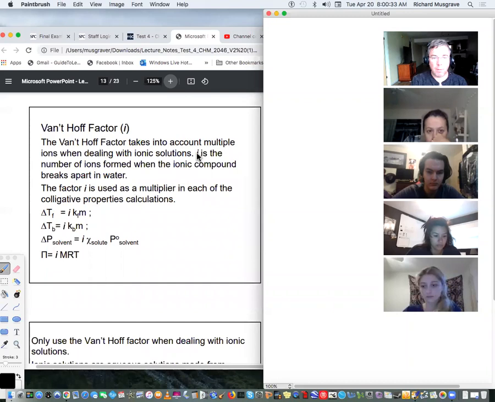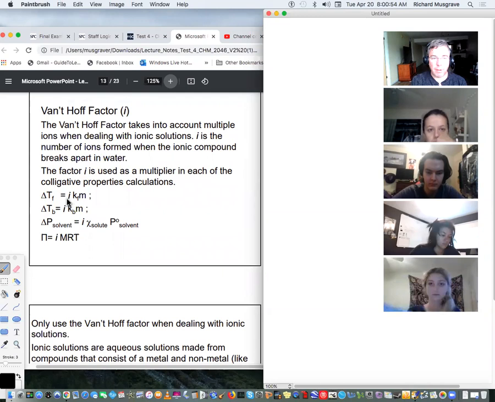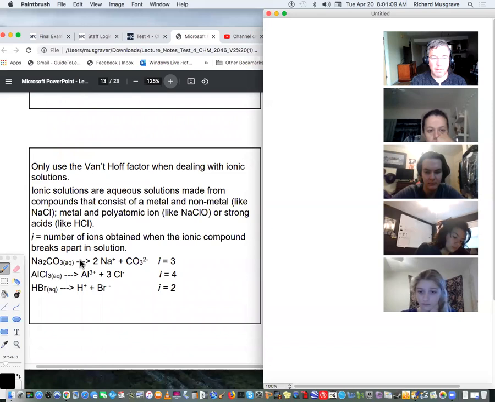But the way that the Van 't Hoff factor works is it is used to account for ionic compounds. And there are some questions in the fun quiz that have to do with the Van 't Hoff factor. So what I would recommend you do is for the fun quiz that you read about the Van 't Hoff factor. And the Van 't Hoff factor here is an i value that goes in front of all these different equations that we learned about for the colligative properties. So the Van 't Hoff factor is only used when dealing with ionic compounds, and it turns out to be the number of ions that something breaks apart into.